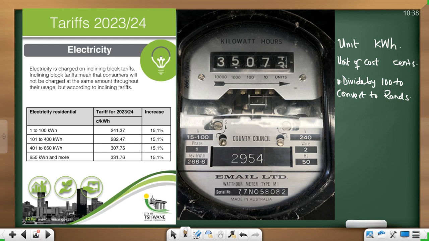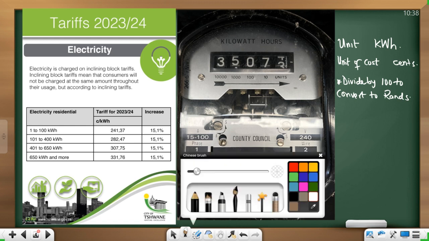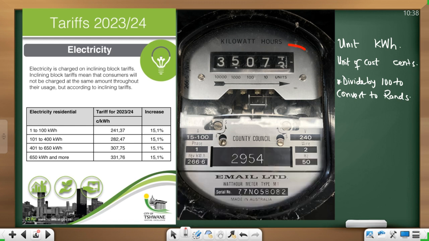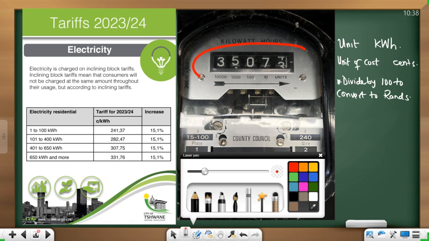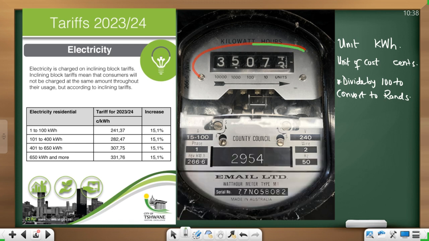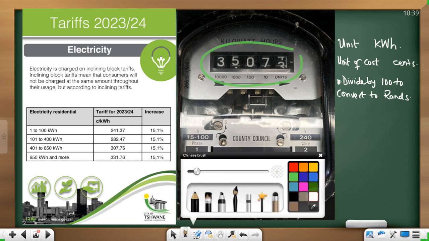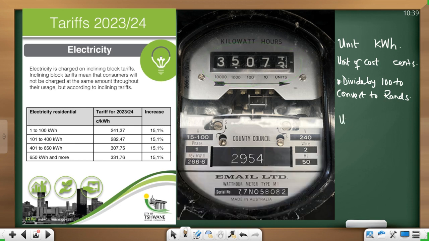What you have here is just a meter reading. Just watch my highlighter. This is how we're going to be reading the value. When the municipality representatives come, they check this value, and come back after a month and check that value again and they subtract. So units used is calculated as new reading.